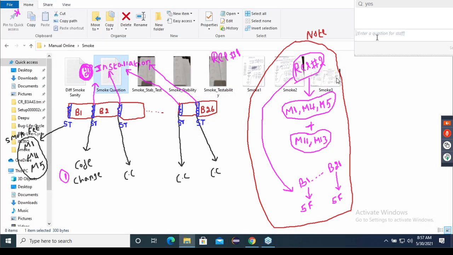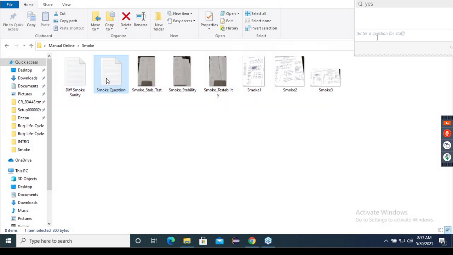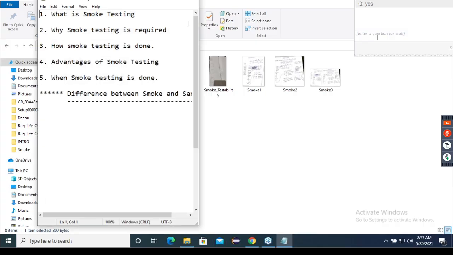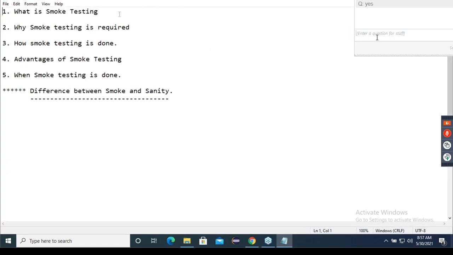Don't say I don't need this. One second, erase. Okay, now if you want, you just make a note of this. These are the only things they're going to ask. What is smoke testing? Why is smoke testing required? How is smoke testing done? Advantages of smoke testing? When should I do smoke testing? Difference between smoke and sanity, I will teach you now. Only people who are interested have come, so let me finish that also. Small topic, but very important topic. Make a note of this. But guys, the definition I've given covers all these 5 questions. Yes or no?